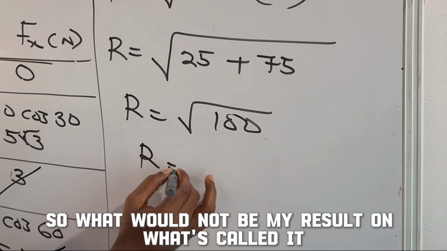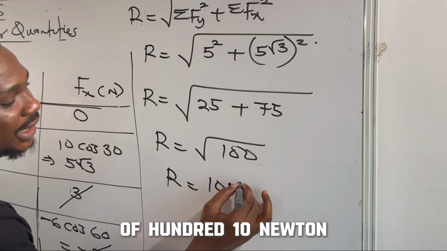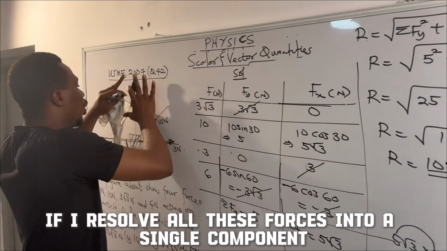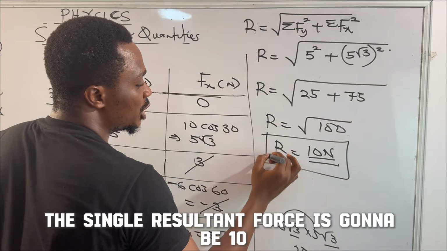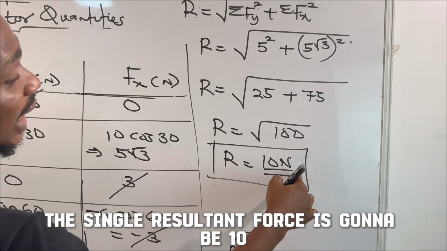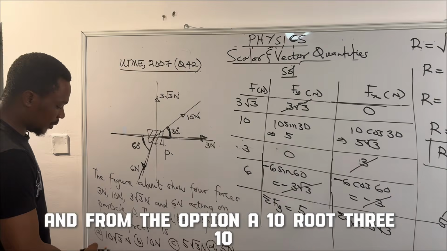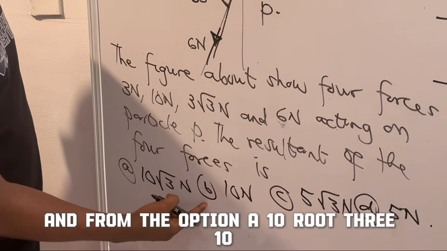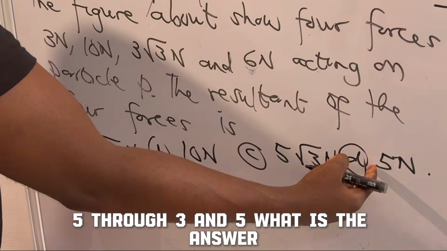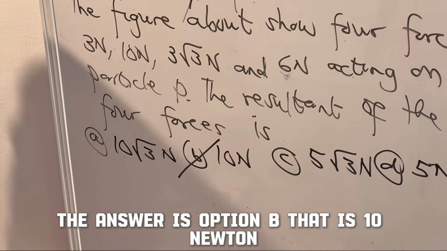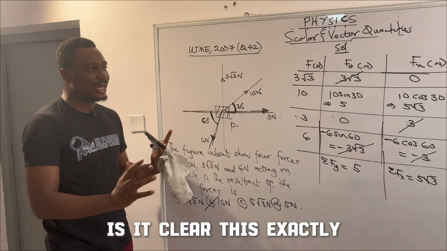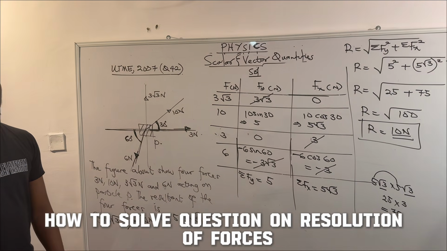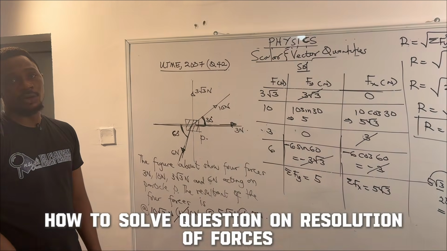So what would be my resultant? What's the square root of 100? 10 Newton. So if I resolve all these forces into a single component, the single resultant force is going to be 10. And from the options A, 10 root 3, 10, 5 root 3, and 5, what is the answer? The answer is option B. That is 10 Newton. Is it clear? This is exactly how to solve questions on resolution of forces.